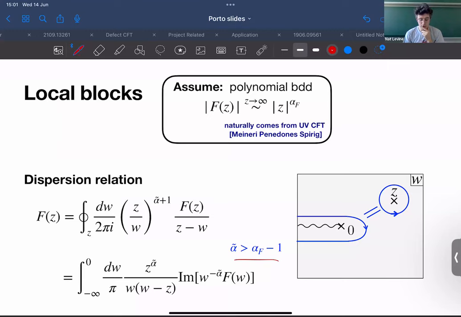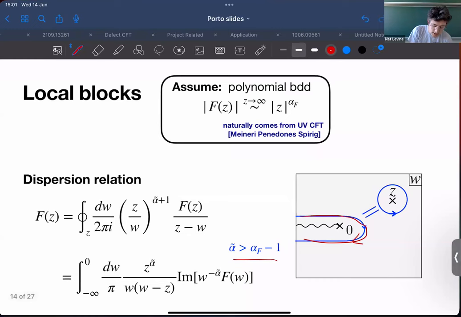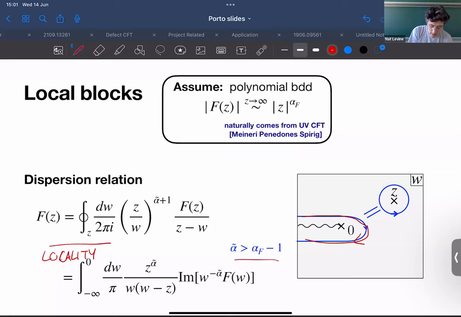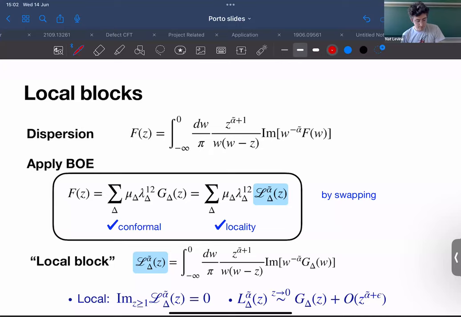And so then the contour just goes around the only other singularity. So it now wraps the negative cut. And here we crucially use locality, right? So we're assuming this locality property, that there's no branch cut here. So under the assumption of locality, you can make this contour move, and you end up with some integral of the discontinuity along the negative cut, multiplied by some kernel. And so this is our dispersion relation.